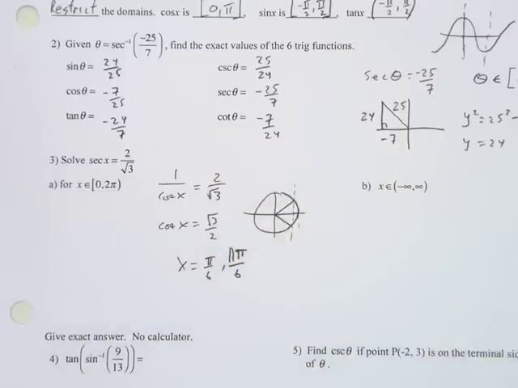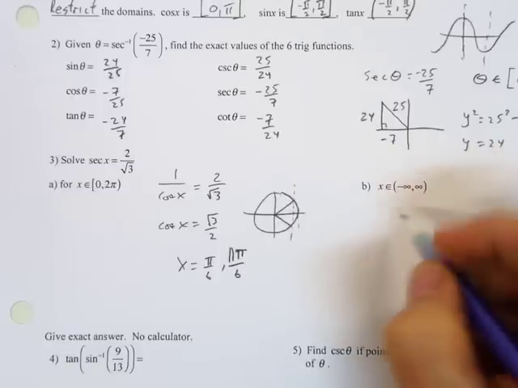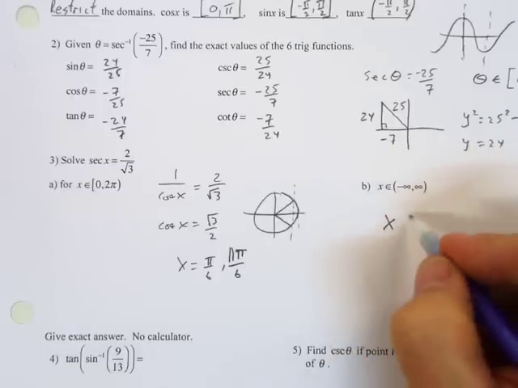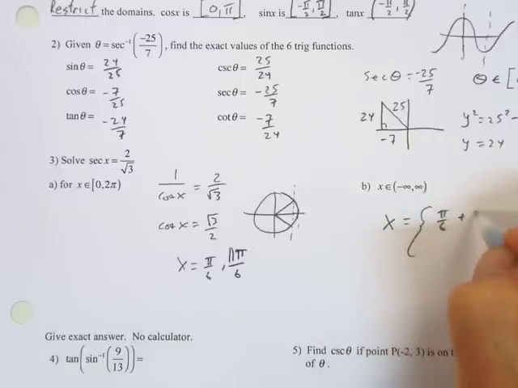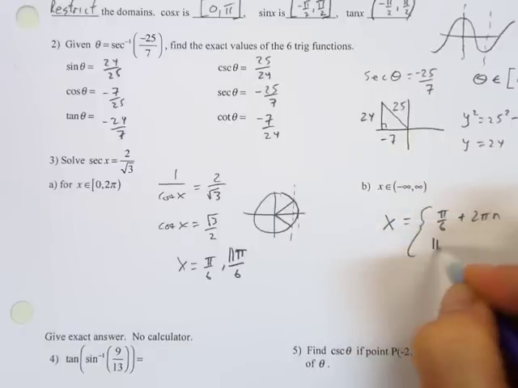What if there's no restriction on this? Then there are an infinite number of answers, so we must include pi over 6 plus 2 pi n, and then 11 pi over 6 plus 2 pi n.